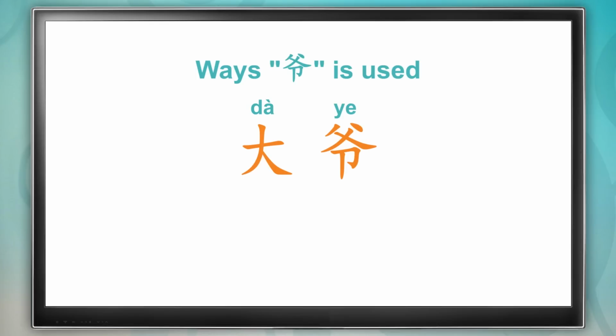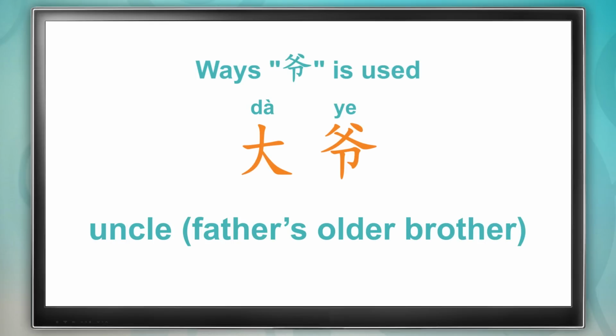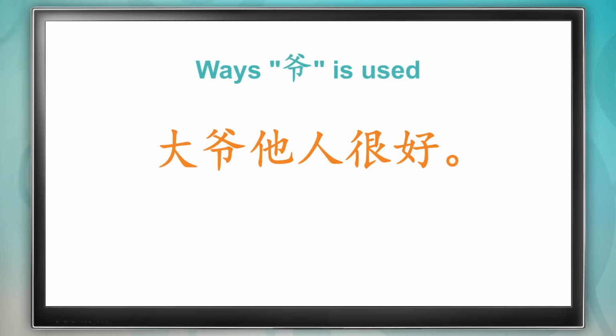大爷 formally refers to your dad's older brother, but it is also generically used to respectfully refer to older males one or more generations above you. Let's use it in a sentence. Say it with me. 大爷他人很好. This means uncle is a good person.